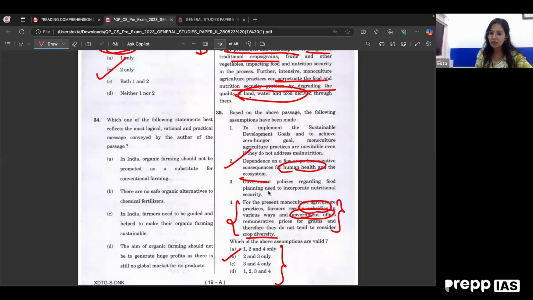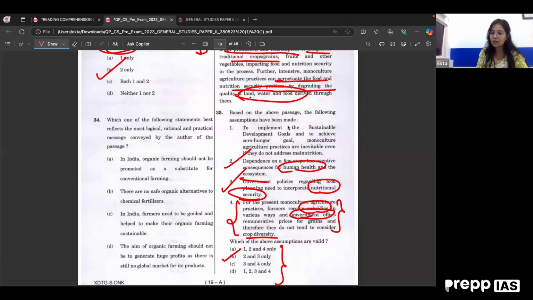Government policies regarding food planning need to incorporate nutritional security, right? This he's assuming. That's why वो इस पे पूरा एक conversation कर रहे हैं. Why is he pointing out that monoculture is leading to nutritional insecurity? Because he is suggesting it. He's assuming that, right? The answer is 2 and 3.